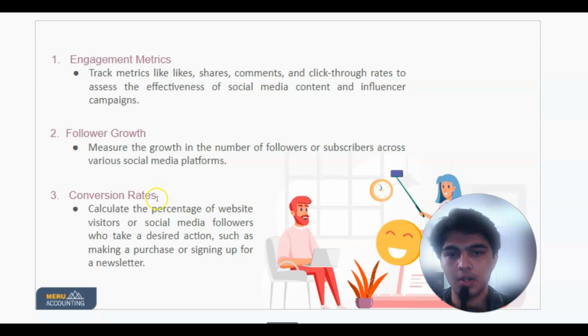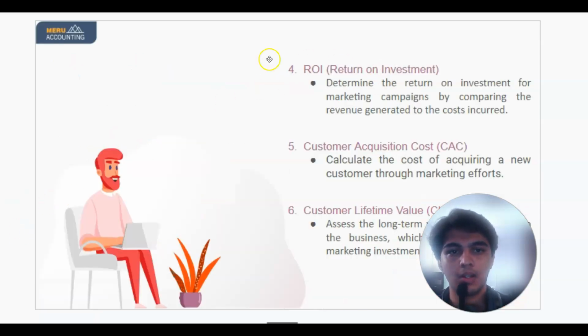Third is the conversion rate indicator. This indicator will calculate the percentage of the website visitors from your social media who actually follow you and your content. This will be calculated in a conversion rate calculator. Next is return on investment. This indicator will determine the return on the investment you have made in your marketing campaigns or content creation.